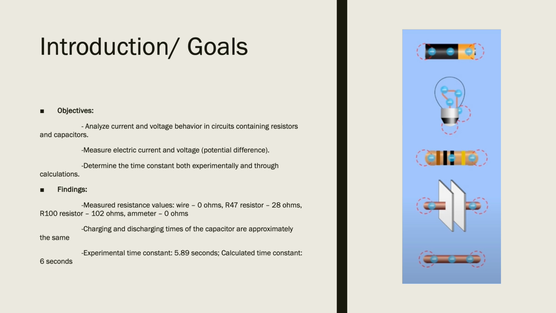For my results, I saw that we were able to calculate the resistances of the wire, the resistors, and the ammeters. Respectively, for the wire it was 0 ohms. For the resistor it was about 28 ohms, for the R100 resistor it was 102 ohms, and for the ammeter it was again 0 ohms.